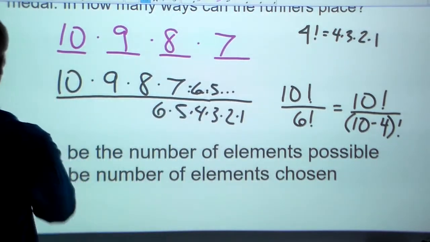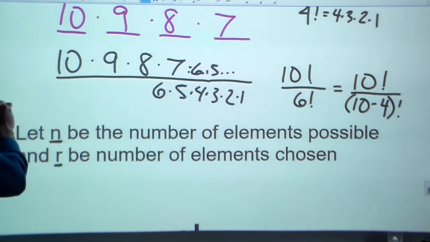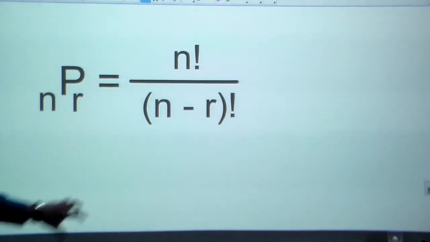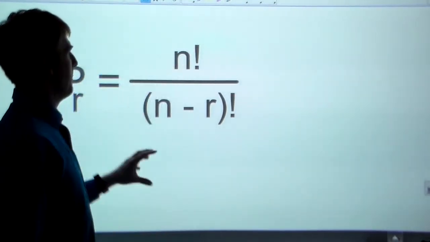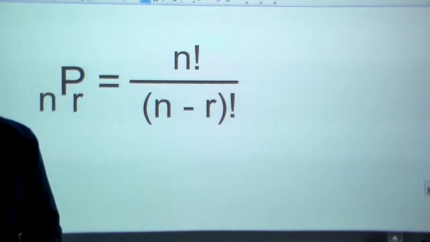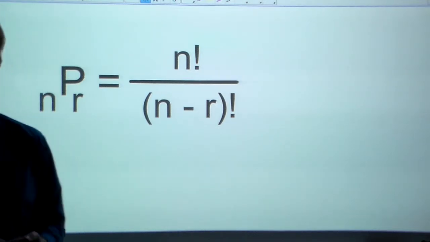All right, so keep that in mind. N is, again, the number of people who run the race. R is how many are chosen. And that is your permutation formula. So the large number on top, and then that large number minus how many people are chosen on the bottom, both of those factorial, that's how you calculate a permutation.